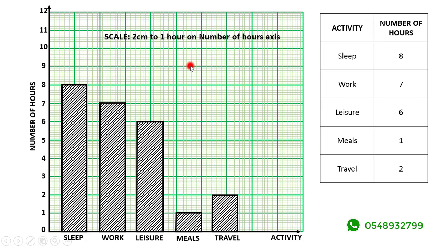Our chart should have a title, and we will get the title from the question. The question said the table shows us how a woman spent 24 hours. So I'm going to choose this title, a bar chart showing how a woman spent 24 hours. So we are done with the bar chart for the information that was given to us in the question.